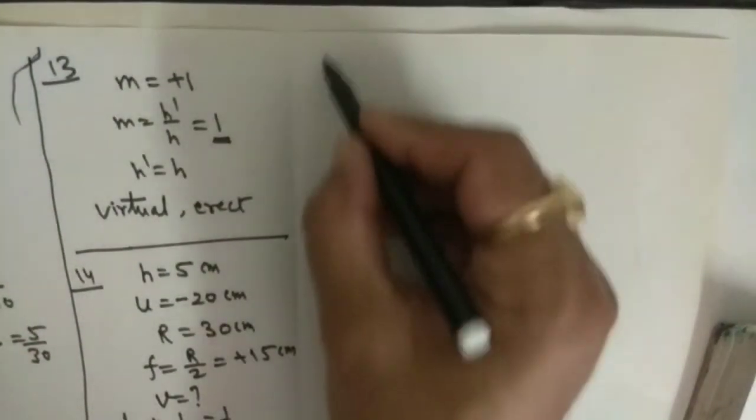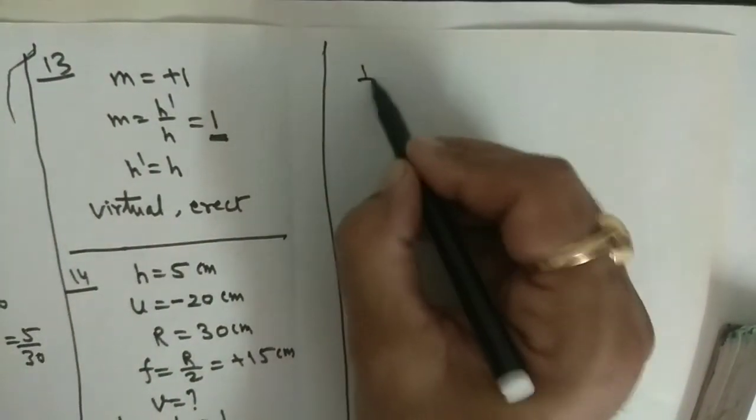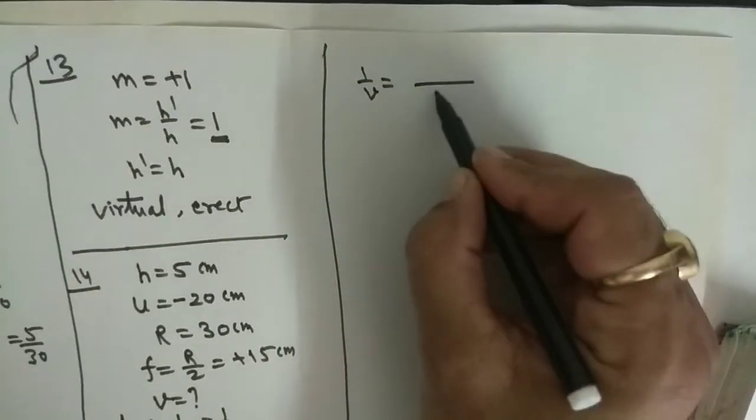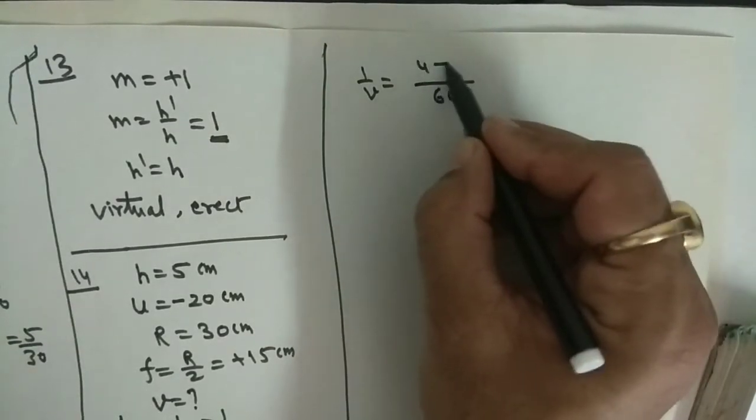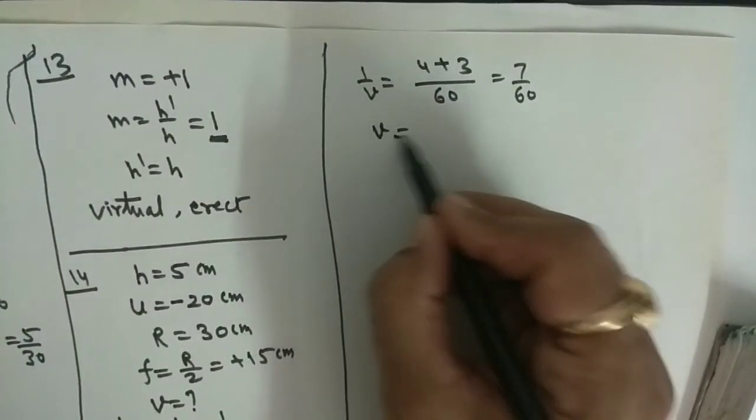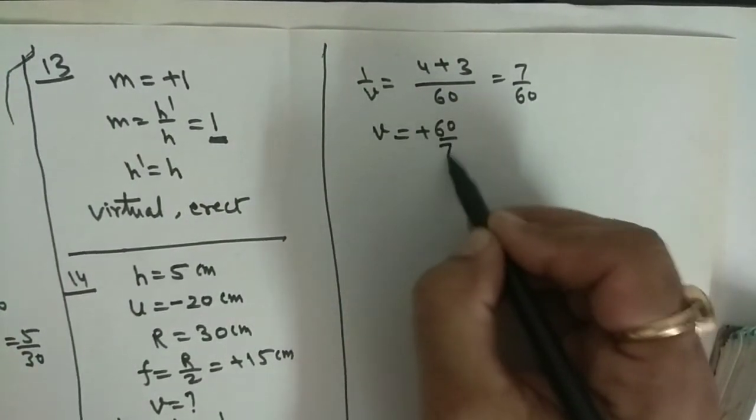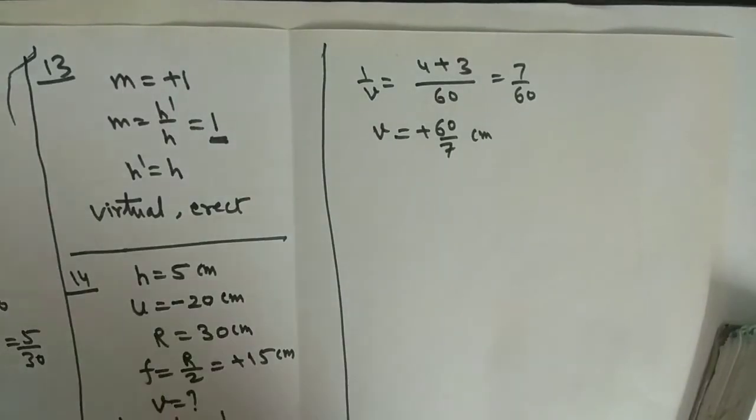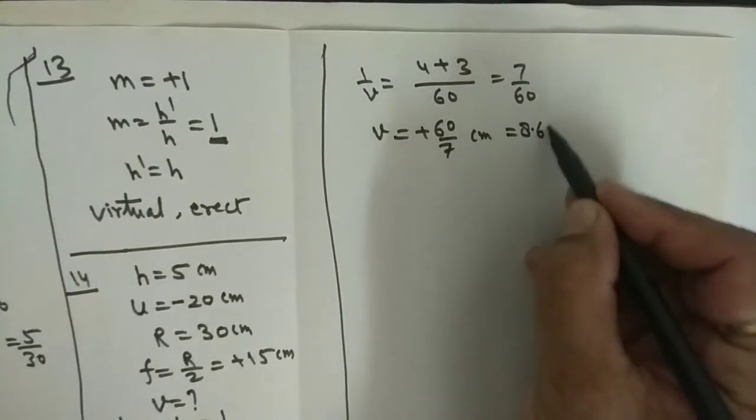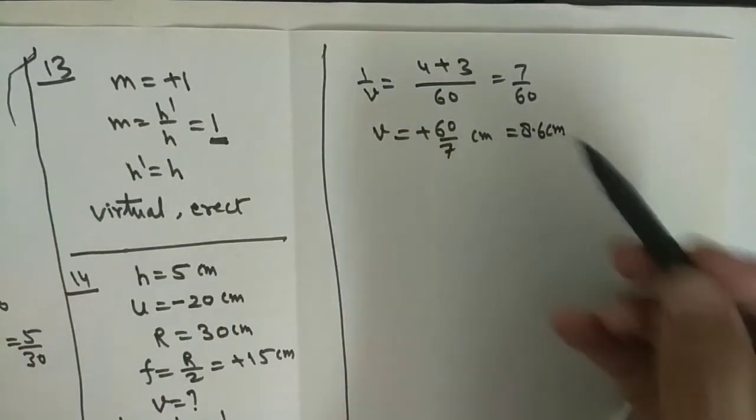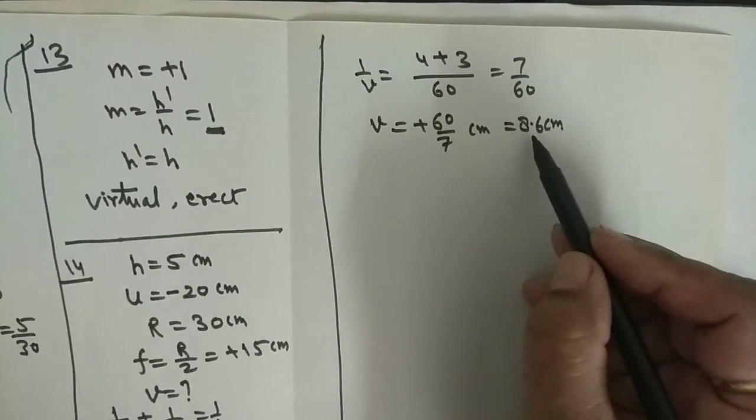Okay, now take the LCM. So 1 upon v is equal to, it is 60, so 4 plus 3, that is 7 upon 60. So v is equal to plus 60 upon 7 centimeter, and if you divide it, it comes around 8.6 centimeter. Okay, so 8.6 centimeter, it is positive.